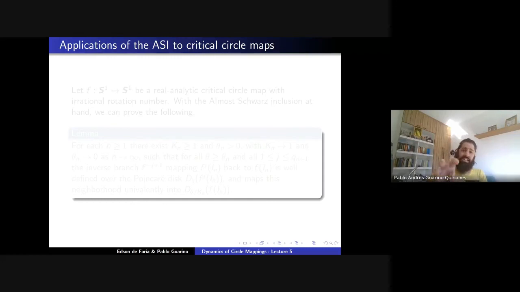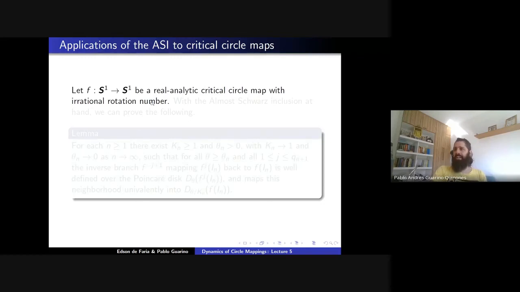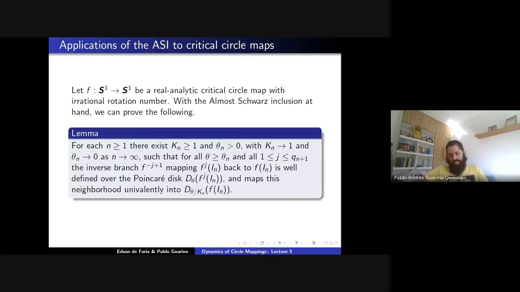How can you apply the almost Schwarz inclusion to critical circle maps? We are back in our business. F is a real analytic critical circle map with irrational rotation number, and one thing that you can prove is the following. As I was saying, you have your domains I_n, I_{n+1}. Let's focus on I_n. Here you have your critical point, and you have the return map F^{q_{n+1}}. Now what we want is to look backwards at this return map.